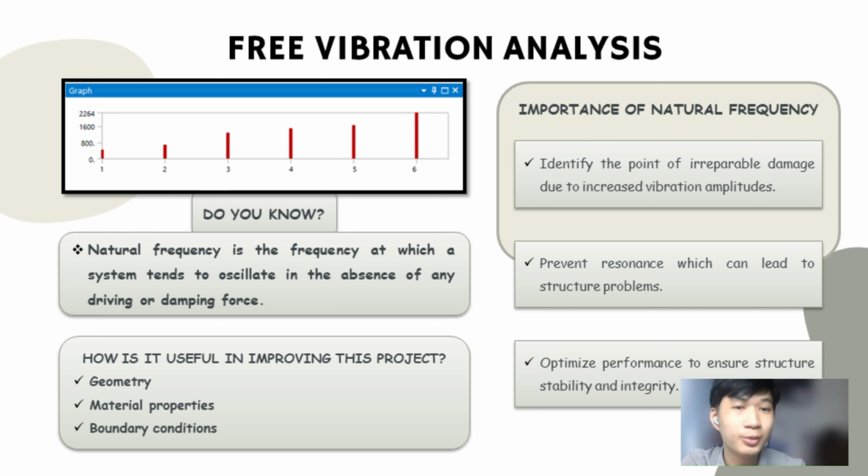Next, natural frequency is the frequency at which a system tends to oscillate in the absence of any driving or damping force, which means that it vibrates without any external force. The importance of natural frequency is to identify the points of irreparable damage due to increased vibration amplitudes, prevent resonance which can lead to structural problems, and optimize designs to ensure structural stability and integrity.